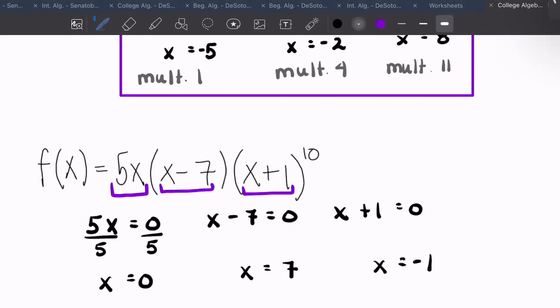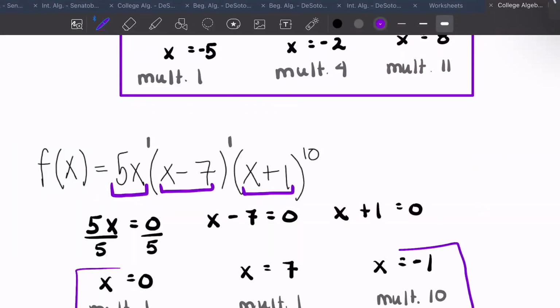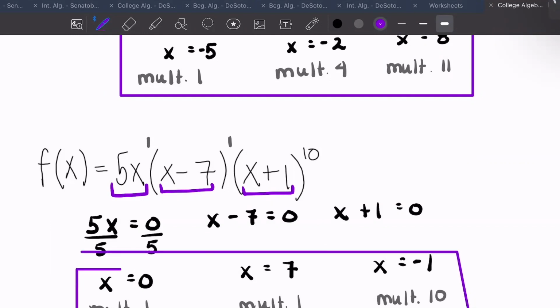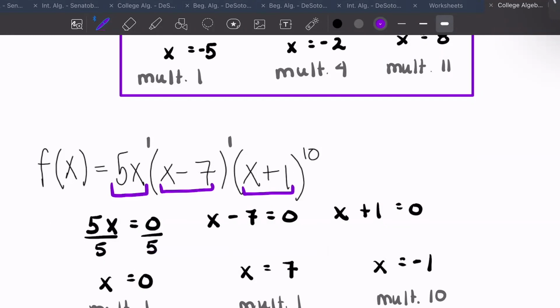Now we need to do multiplicity. Again, it's just your exponents. If it doesn't have anything, it's a 1. So we have multiplicity 1, multiplicity 1, and multiplicity 10. So that is your answer. I'll highlight it.